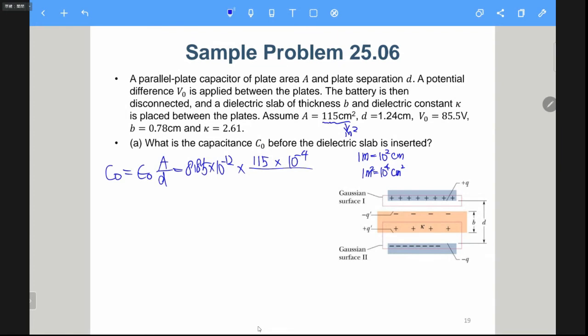And then D is this one, 0.0124. Okay, so this is 8.21 times 10 to the minus 12 farad, or 8.21 picofarad.